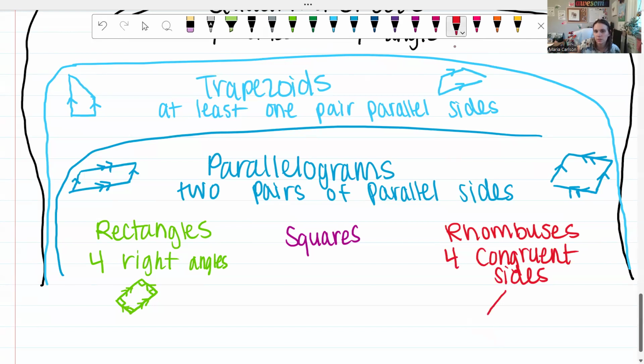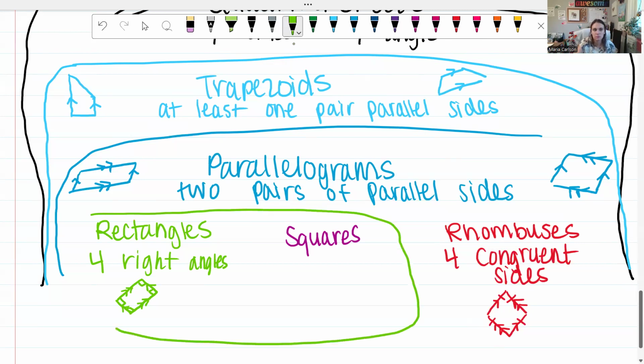Here's my rhombus. Let me draw it this way. This is a rhombus because these opposite sides are parallel. But each side here is also congruent. Lastly, we have squares. And squares are a mix of both rectangles and rhombuses.